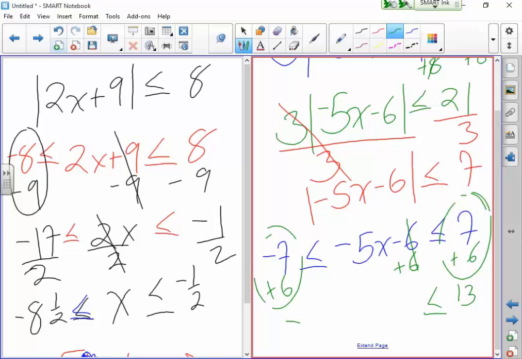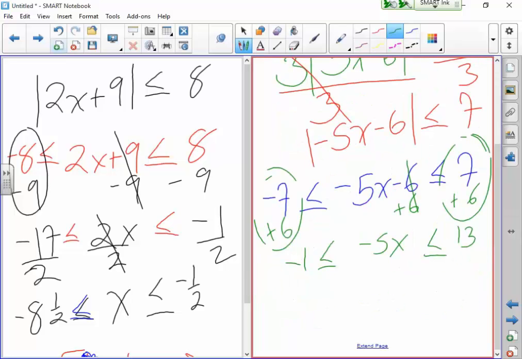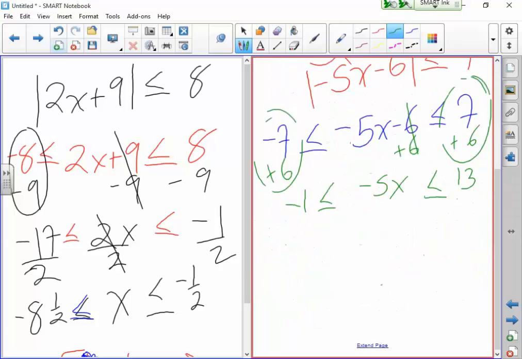And then we have negative 5x. So what am I dividing by? Negative 5. I'm dividing by a negative. What happens when you divide by a negative with inequalities? We flip the sign. When I divide by a negative on inequalities, we flip those signs. We remember that? I will remember.